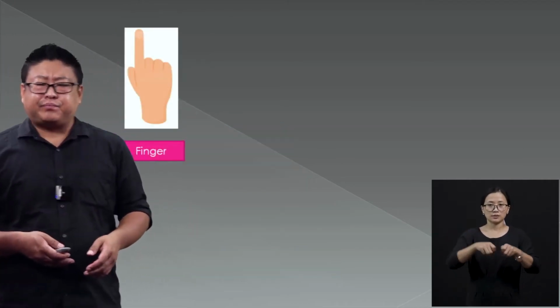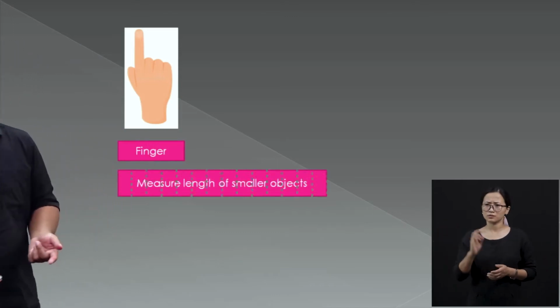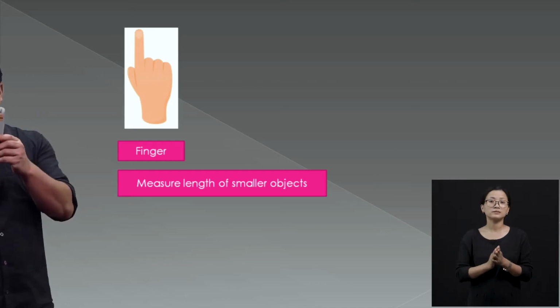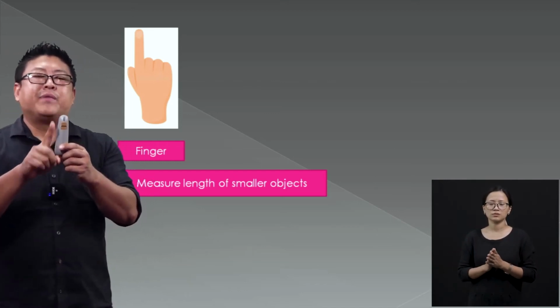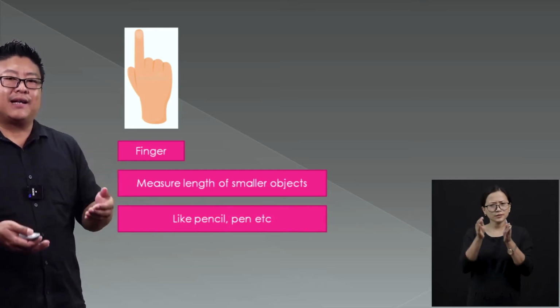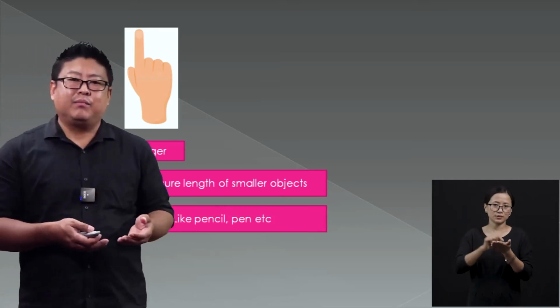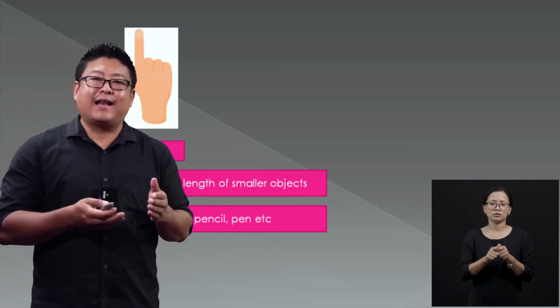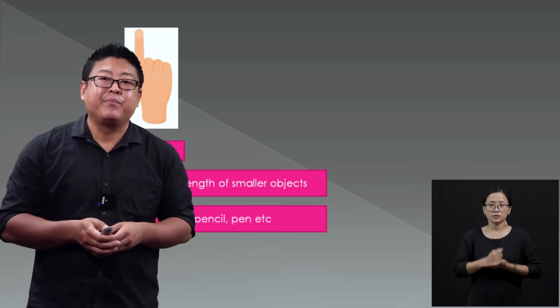And you can even use your fingers. Your fingers can be used to measure small things like this thing. You can measure with your finger, all right? There are small objects like a pencil, pen, your box, your phone. You can measure all the length with the help of your fingers, right?